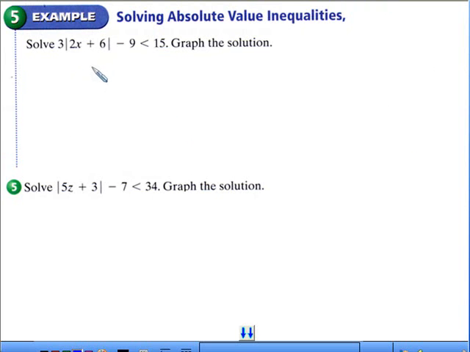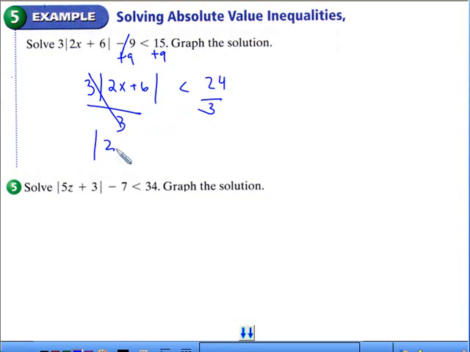Same thing. Now remember, like before, we have to get the absolute value part by itself first before we split up the problem. So let's add 9 on both sides. So we get 3 times the absolute value of 2x plus 6 is less than 24. Divide both sides by 3. So we get the absolute value of 2x plus 6 is less than 8. Now that this is by itself, we want to split them up.